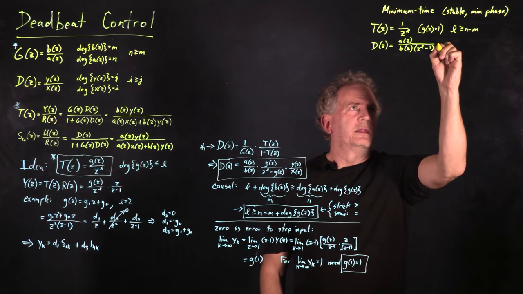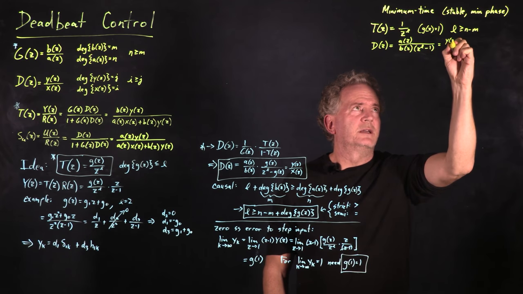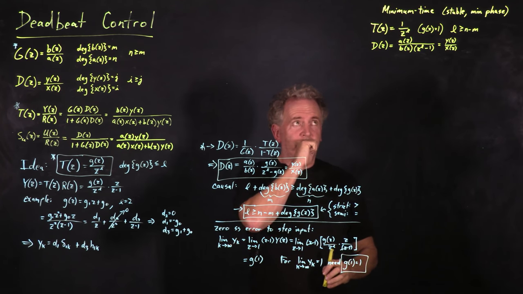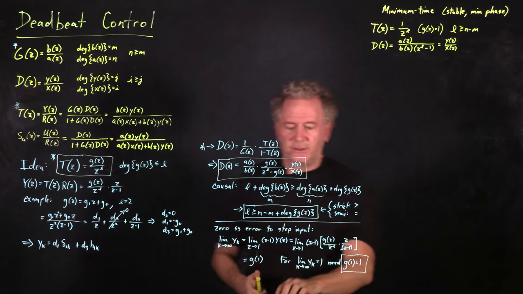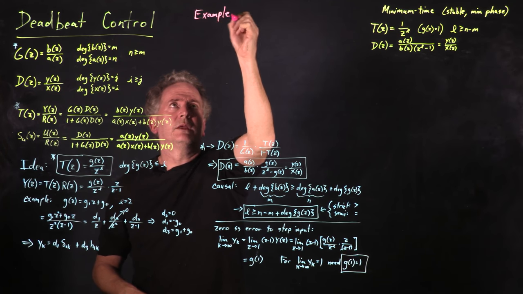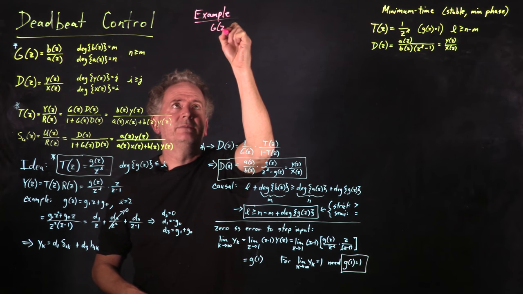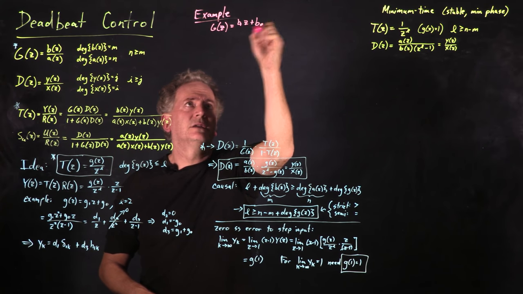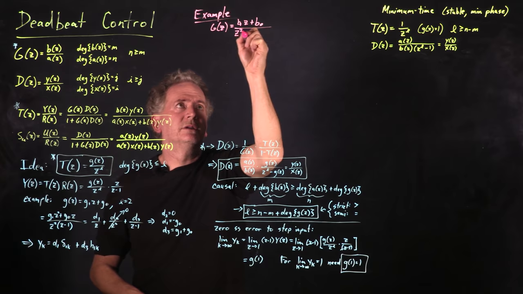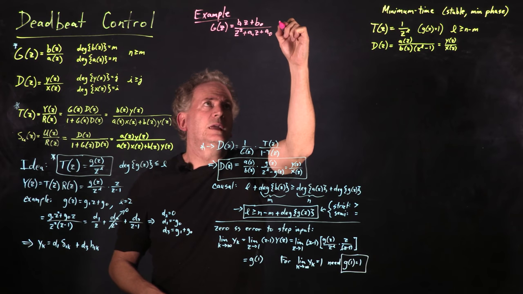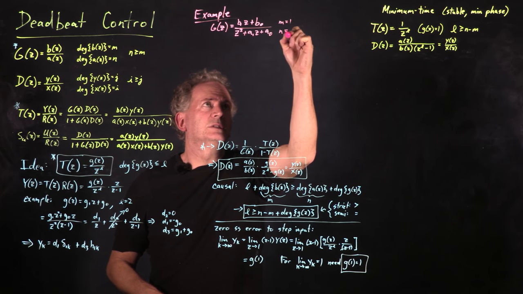And so that, again, we'll just use the letters y of z and x of z for the numerator and denominator. And so that gets the output to settle in finite time. So if we consider an example problem, let's take an example of the form, say, g of z is equal to b1z plus b0 over z squared plus a1z plus a0, right? So we're taking m is equal to 1 and n is equal to 2.